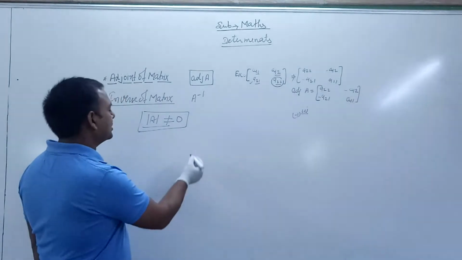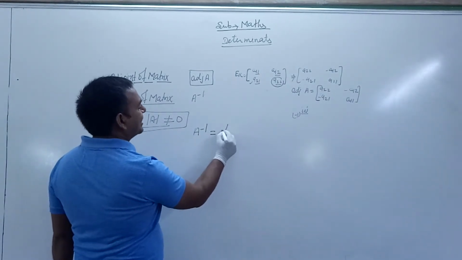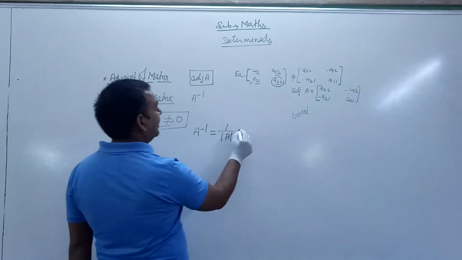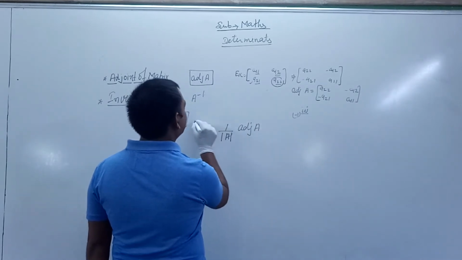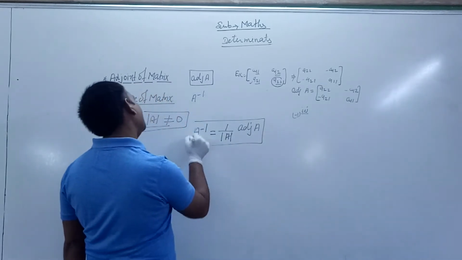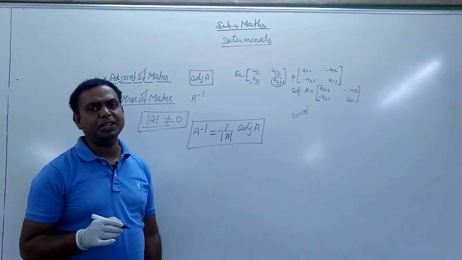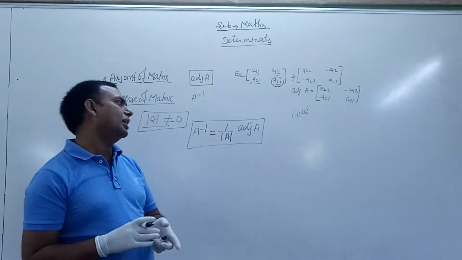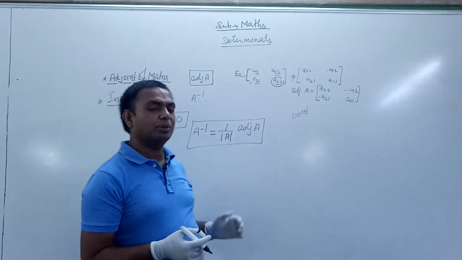Suppose that I have an inverse matrix. I write that A inverse is equal to 1 upon mod A into adjoint of A. This is the A inverse, and all of you know how we can find the adjoint of A. So if you want to find the inverse matrix, then you apply that formula: A inverse is equal to 1 upon mod A and adjoint of A.